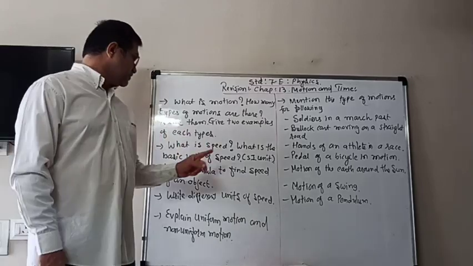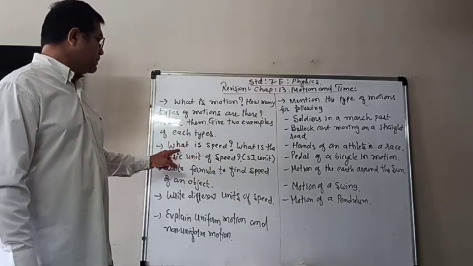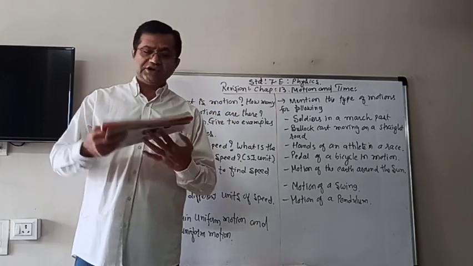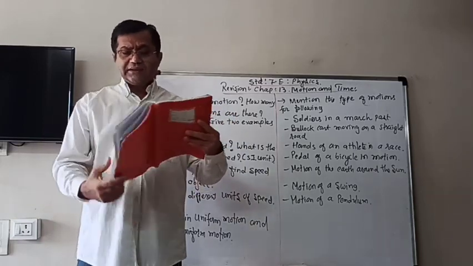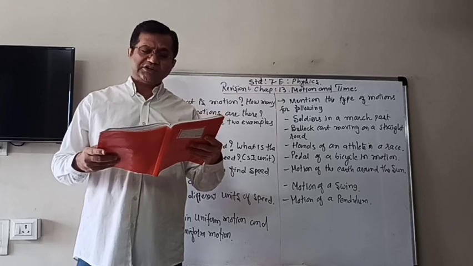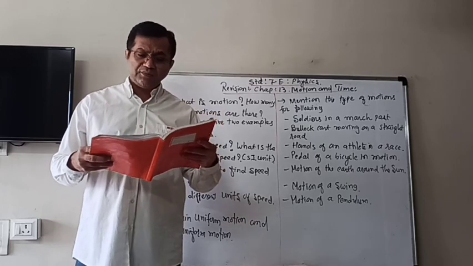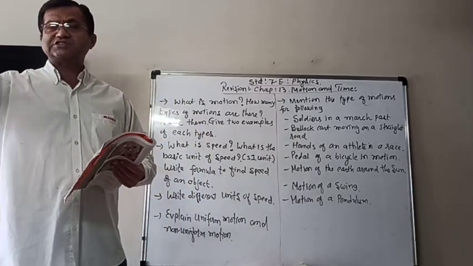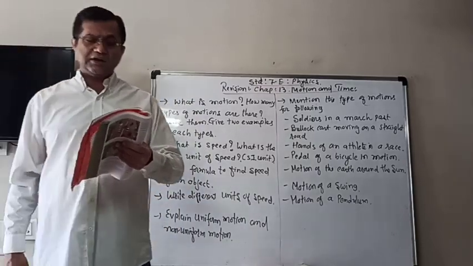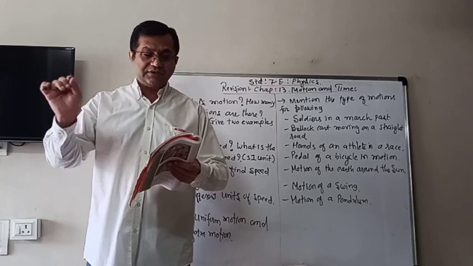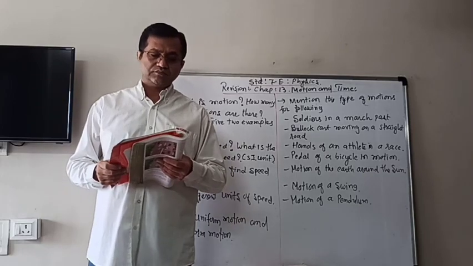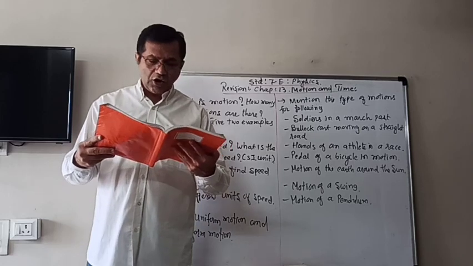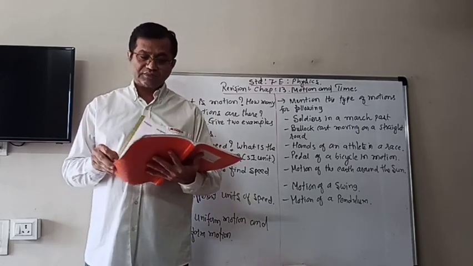So, as I told you, the speed is the distance covered in unit time. Now the formula is speed is equal to total distance covered divided by total time taken. And then we find out the speed of that object.